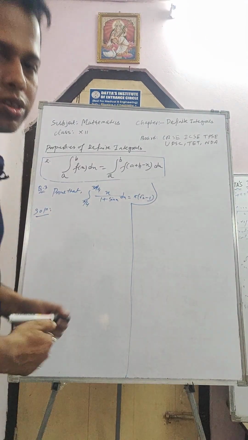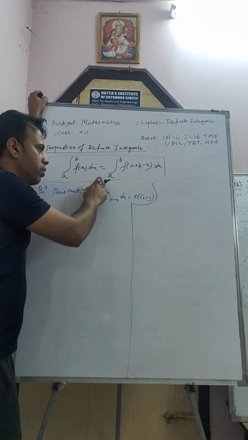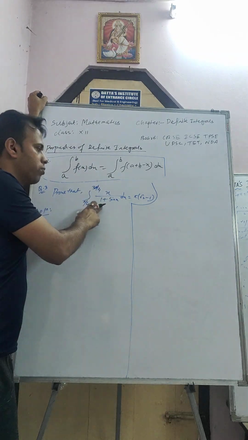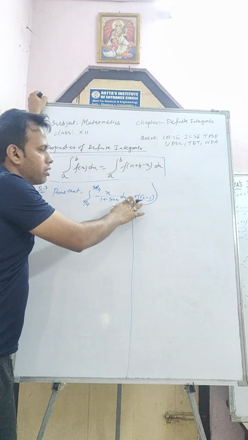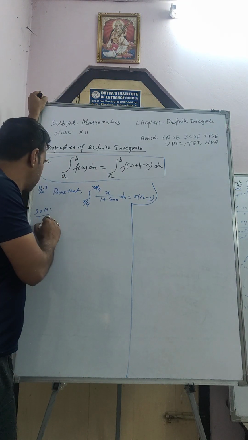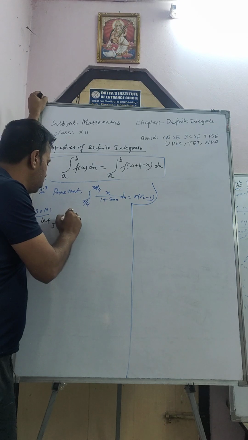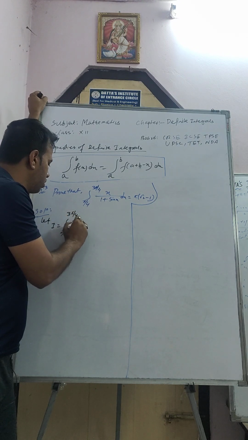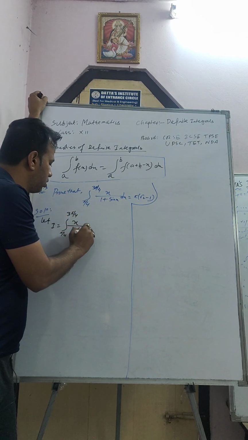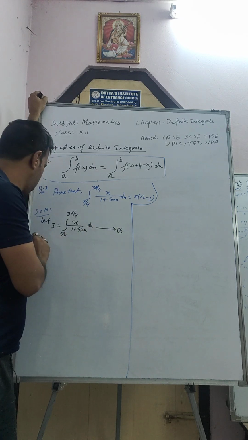So our next question, question number 3, is: prove that the integral from pi by 4 to 3 pi by 4 of x by (1 plus sin x) dx equals pi into (root 2 minus 1). Okay, so now let I equal the integral from pi by 4 to 3 pi by 4 of x by (1 plus sin x) dx. This one is equation 1.